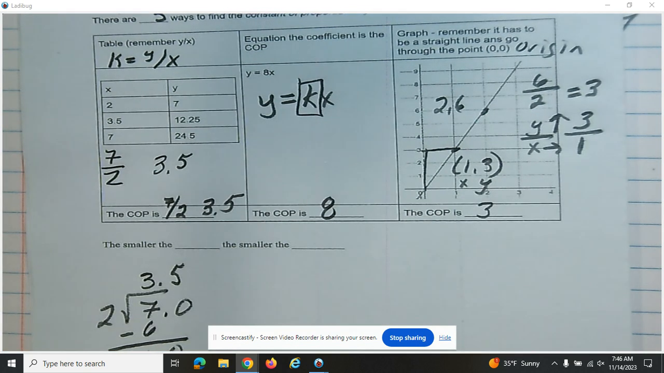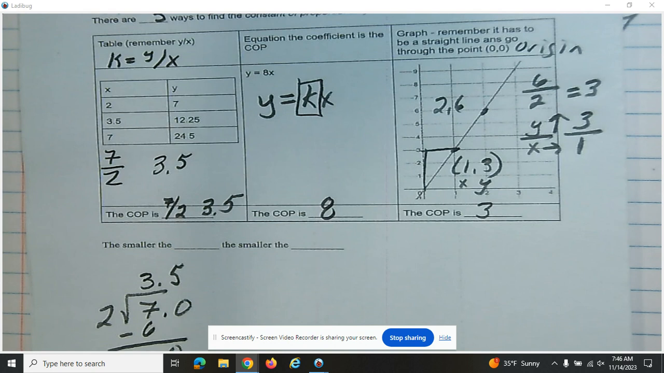Do you guys have any questions? Where did going up to 3 come from? Okay. Here's your axes, right? Y is your vertical, x is your horizontal. If constant proportionality is y over x, your y is your up or down number. Your x is your left or right number. This is slope. You will be doing slope next year.